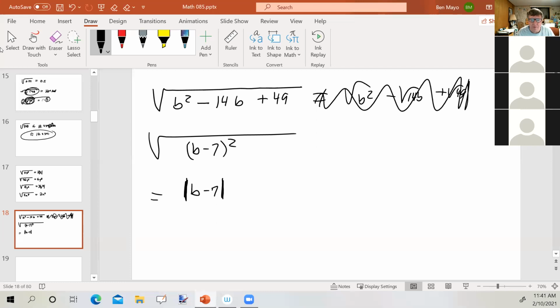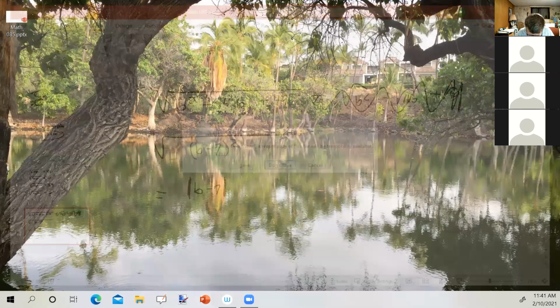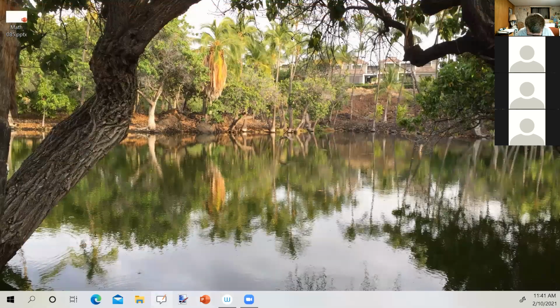what I want to do now is switch screens. If I can find my mouse, there it is. And we're going to look at some graphs. There we go. Okay.